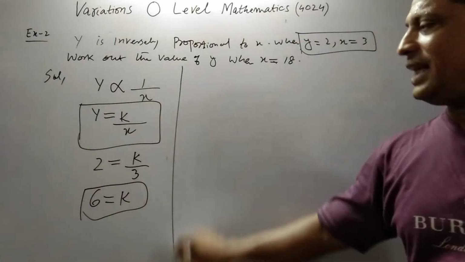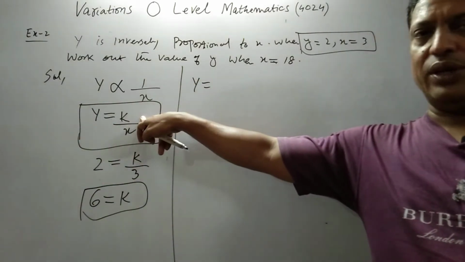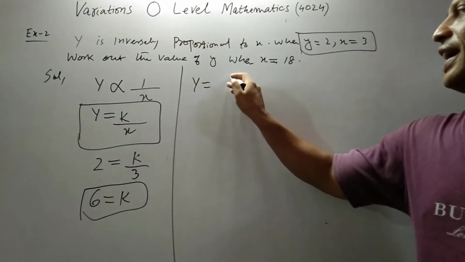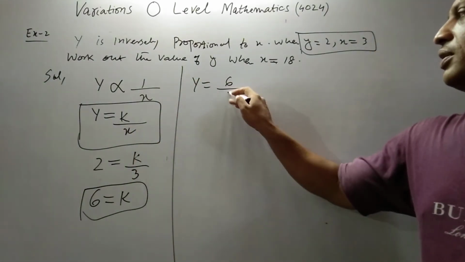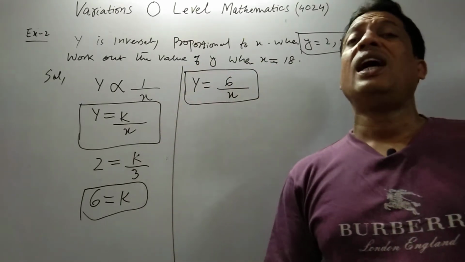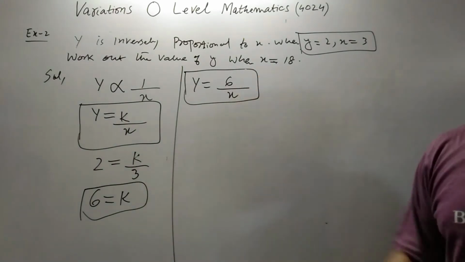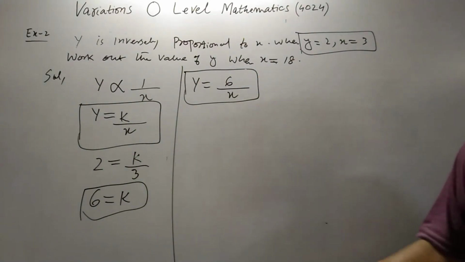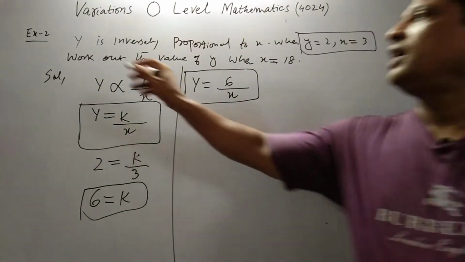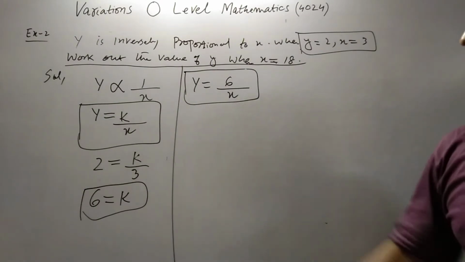Now put this value 6 in this formula. Y is equals to k upon x. So the value of k is 6 upon x. This is our required formula, but this is not our final requirement. This is a formula. Y is equals to 6 upon x. Because after finding the value of k, we are eligible to find this portion. Work out the value of y when x is equals to 18.